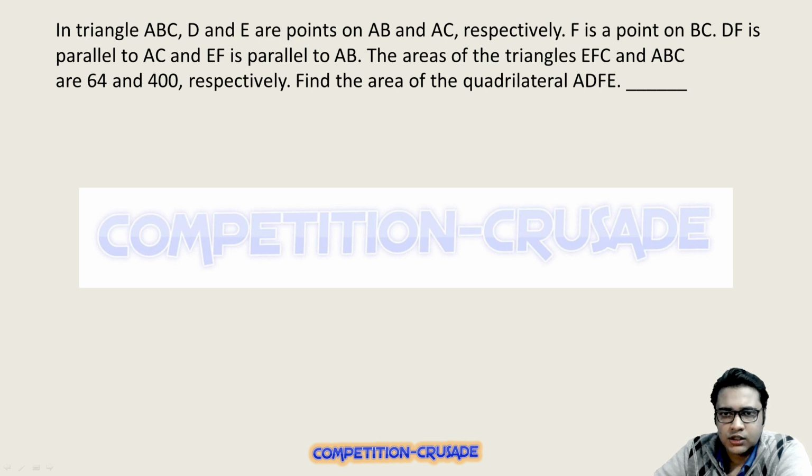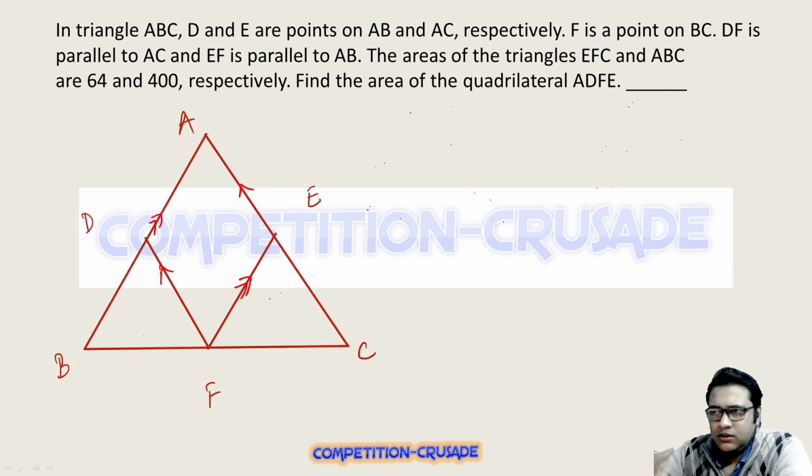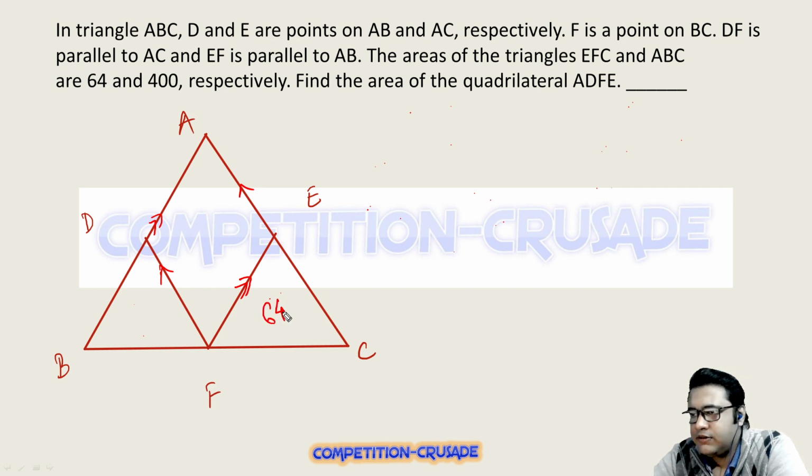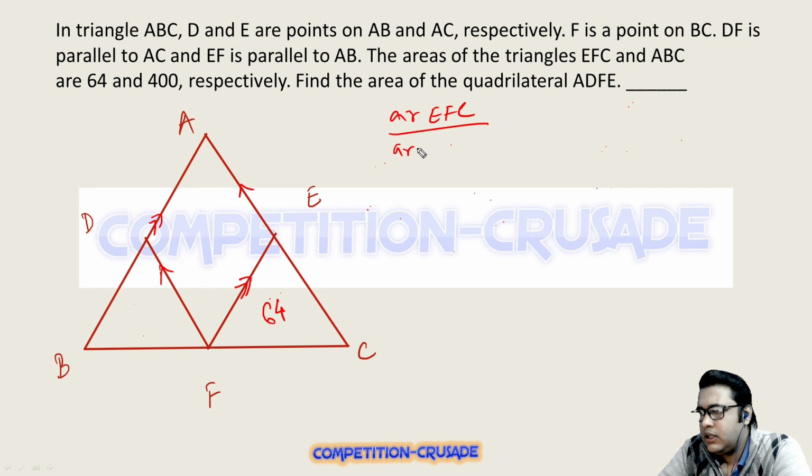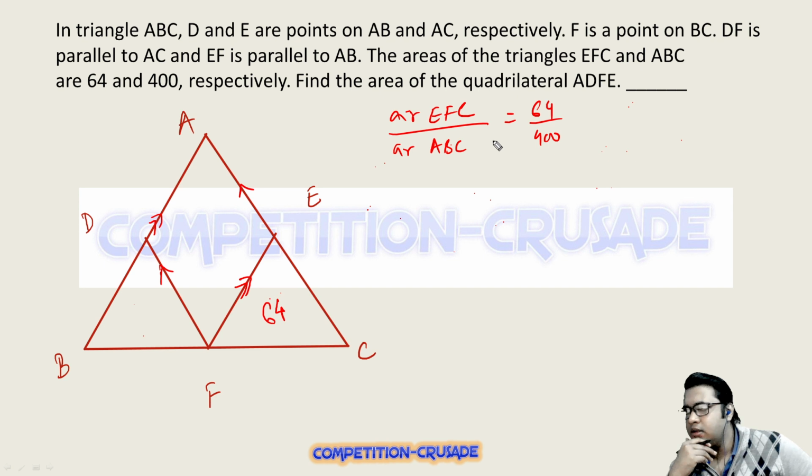Let me present to you the construction right now. So the triangle will look something like this, and it is given that this triangle EFC is 64. Okay, and the entire triangle is of 400. So you can also write it as the area of EFC upon area of triangle ABC is equal to 64 by 400. Now let's see how I can solve this. The area of the quadrilateral ADFE they are asking.